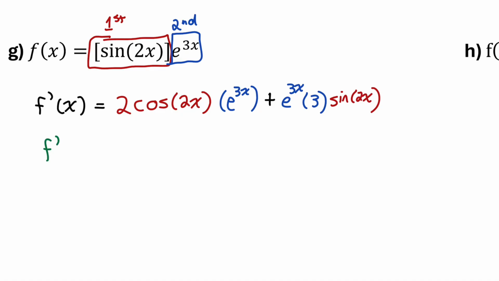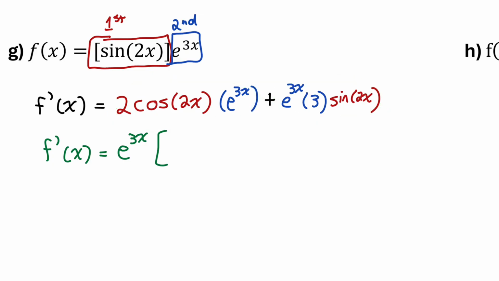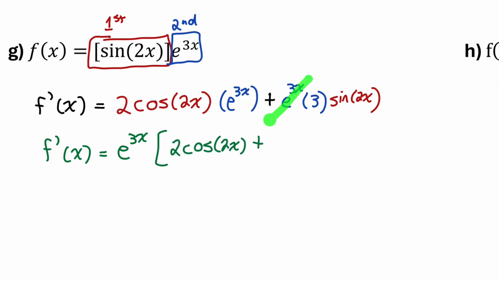So my final answer, f prime of x, if I'm putting it in factored form, I can take out that e to the 3x, and then I'll have to divide both this term and that term by e to the 3x. When dividing the first term by e to the 3x, that cancels, and I just have 2 cos of 2x, plus the second term, when I divide it by e to the 3x, that cancels out, and I get 3 sine of 2x. So there's the factored form final answer.